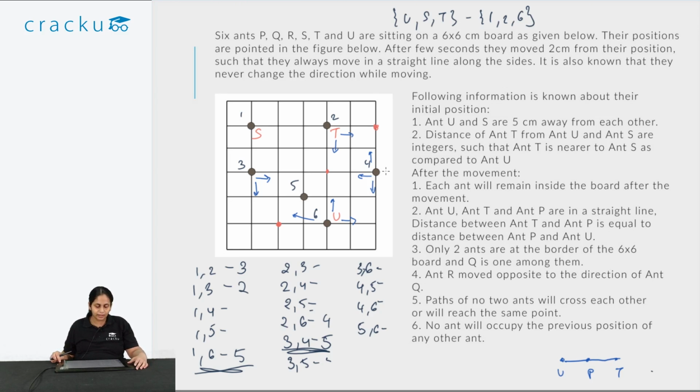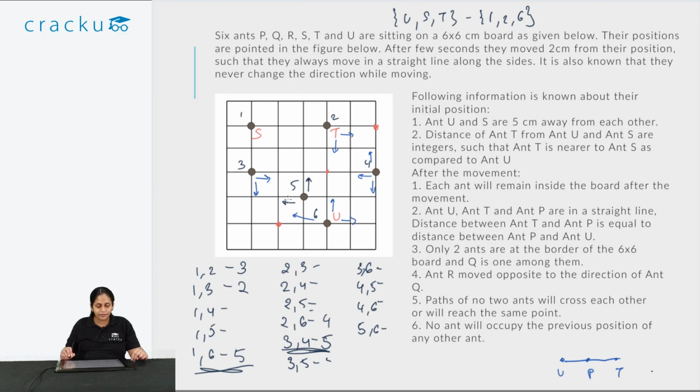Okay, so let me check what happens. So S I have figured out, T I have figured out, P is this one which has moved inside, and U has moved over here. Now 5 can't move down, 5 can either move to the right or up or to the left. Okay, it can't move right because 3 can't move left, and Q and R are moving in opposite directions, so it has to move either up or it has to move left.